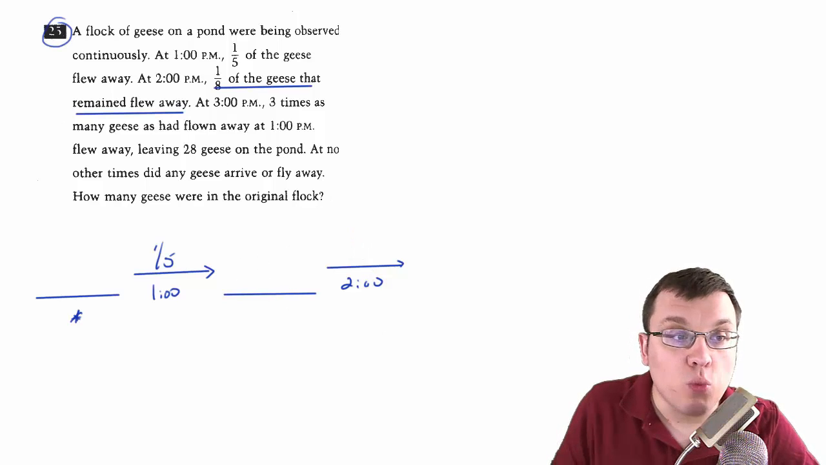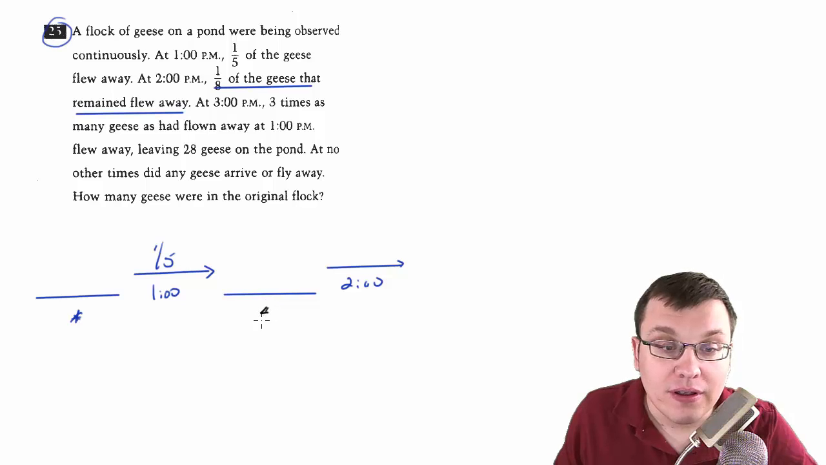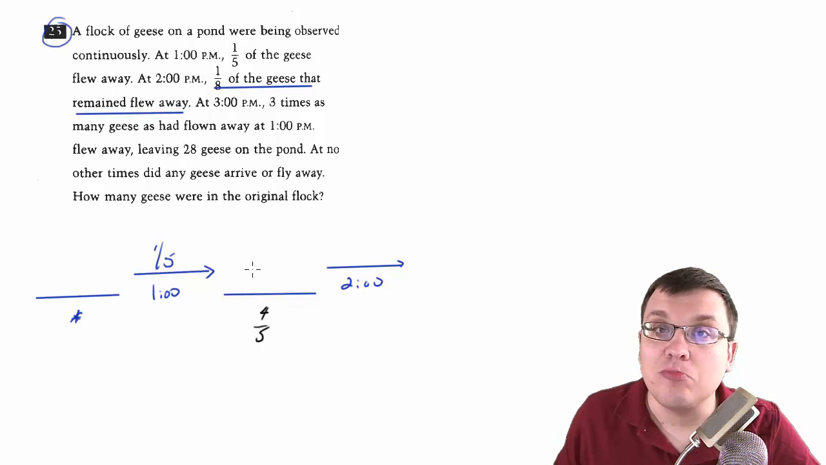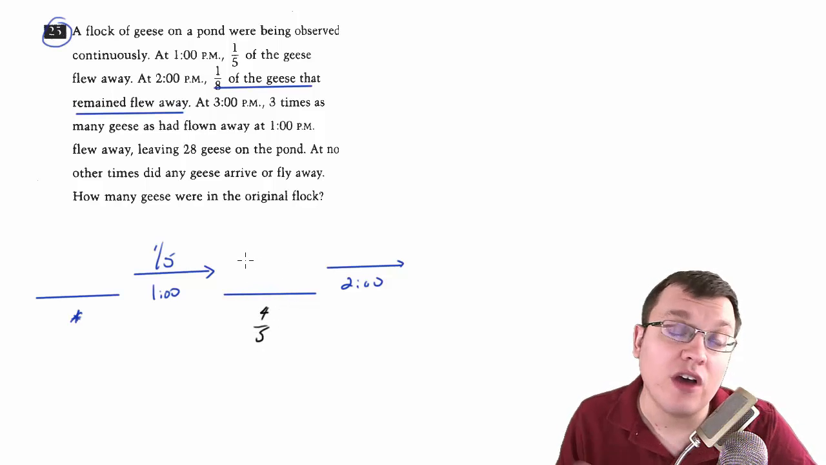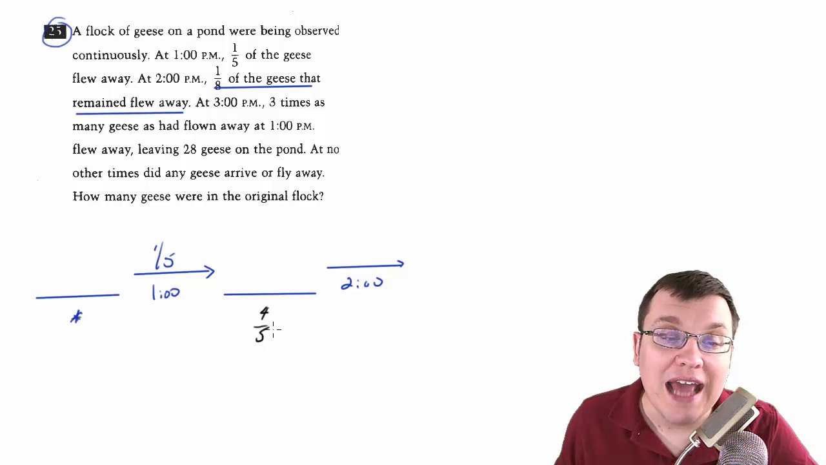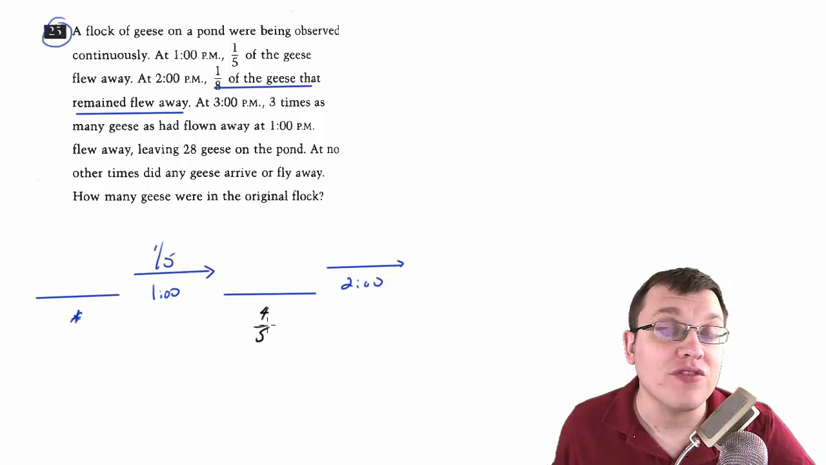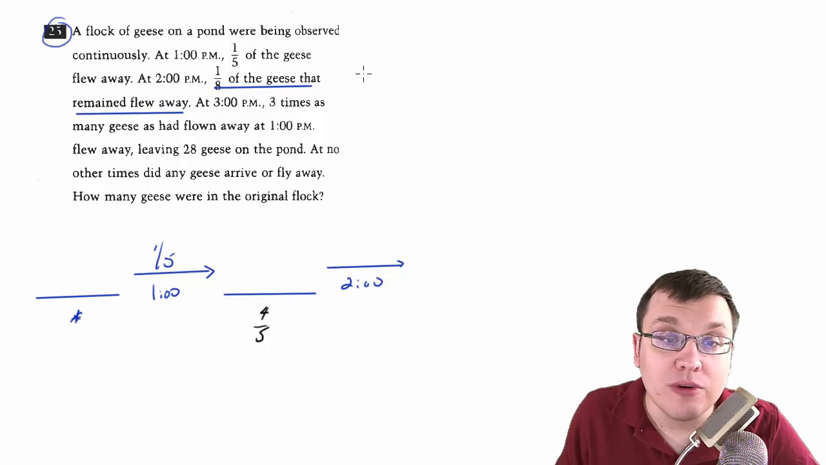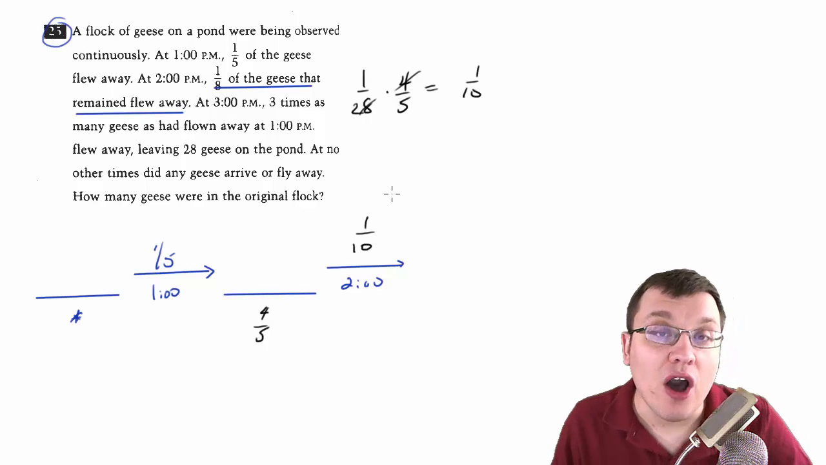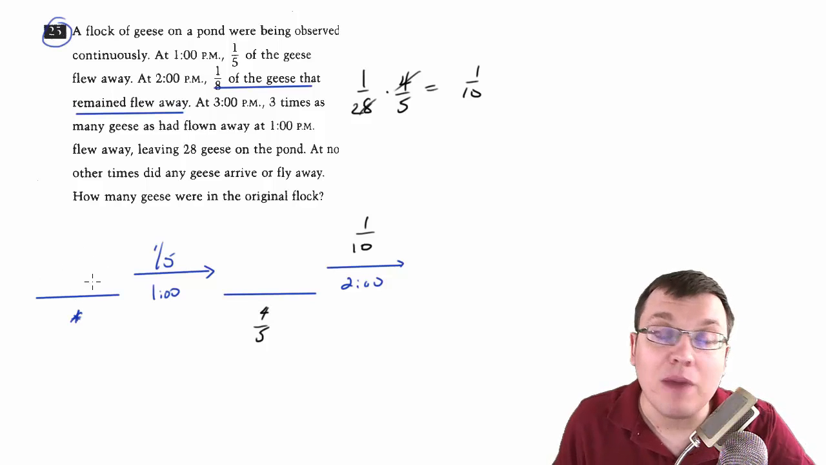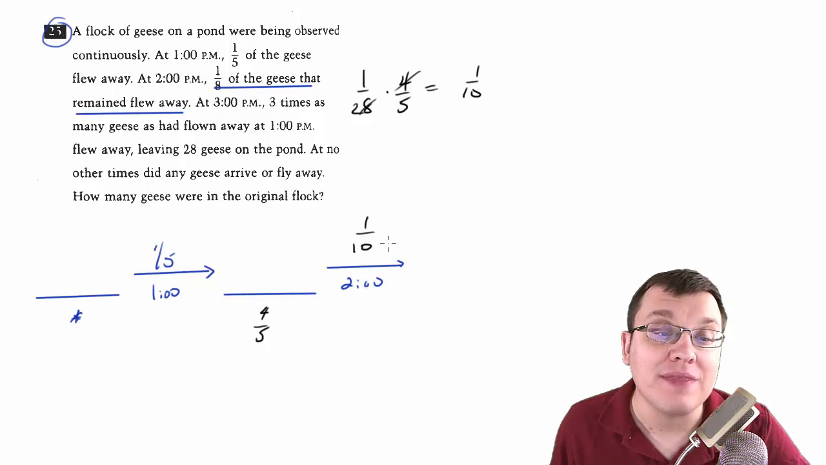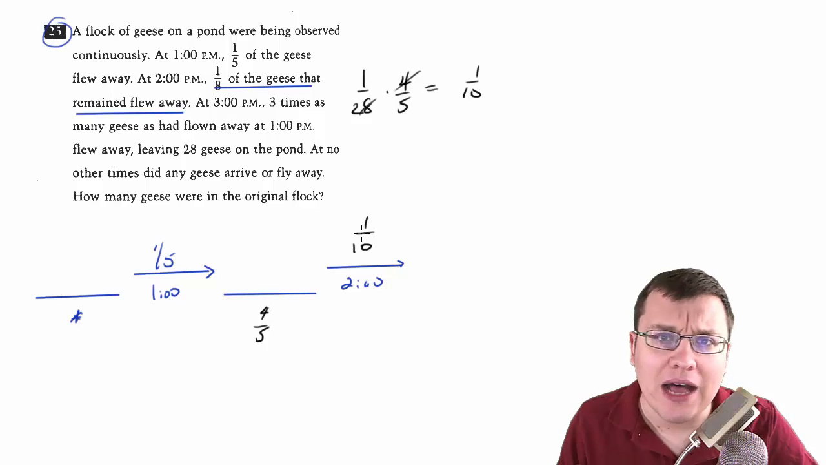So notice this, what's going to be left over at 2 o'clock is 4/5 of the original. So if 1/8 of the 4/5 is flying away, I can say 1/8 times 4/5 would get me 1/10. So that means 1/10 of the original flock, of my starting number, would have flown away at this point. And let me review how I got that again.